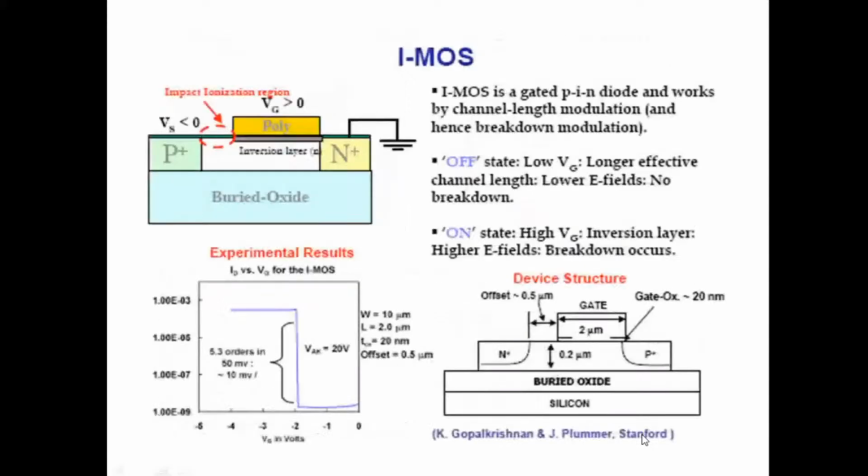IMOS, or impact ionization MOSFET, is another device which gives us a subthreshold swing of less than 60 millivolts per decade. The structure is similar to that of the tunnel FET, except there is a gap created between the source and the edge of the gate. Whenever we apply a high gate voltage, a high electric field is generated in this gap. This high electric field results in impact ionization in this area. Large current flows from the source to the drain.